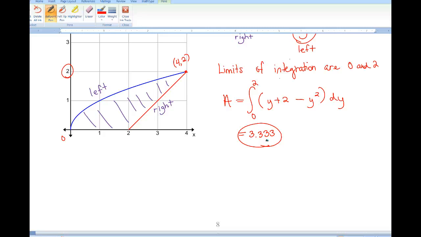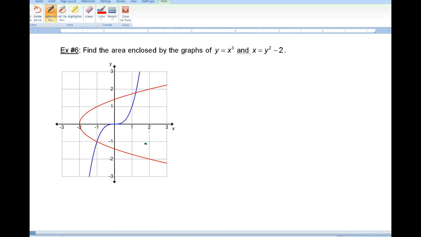For example, on a quiz, I may give you an example where you can just choose. Maybe it's easier for you to set up the integral with x, or maybe somebody else thinks it's easier to set it up with y. Either way works, whichever way you're more comfortable with. Let's look at this one. Do you think it's going to be easier to solve this using upper minus lower or right minus left? Right minus left. I would agree.